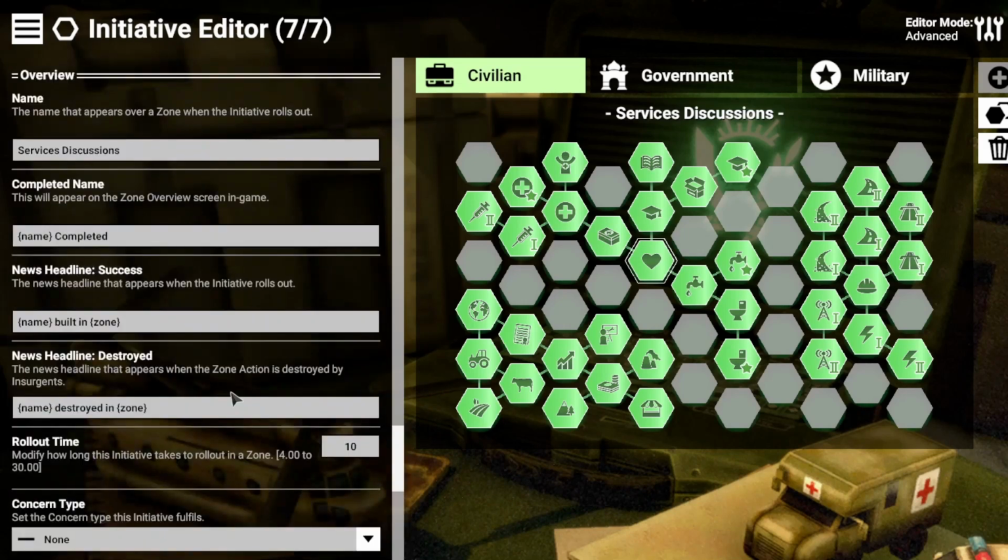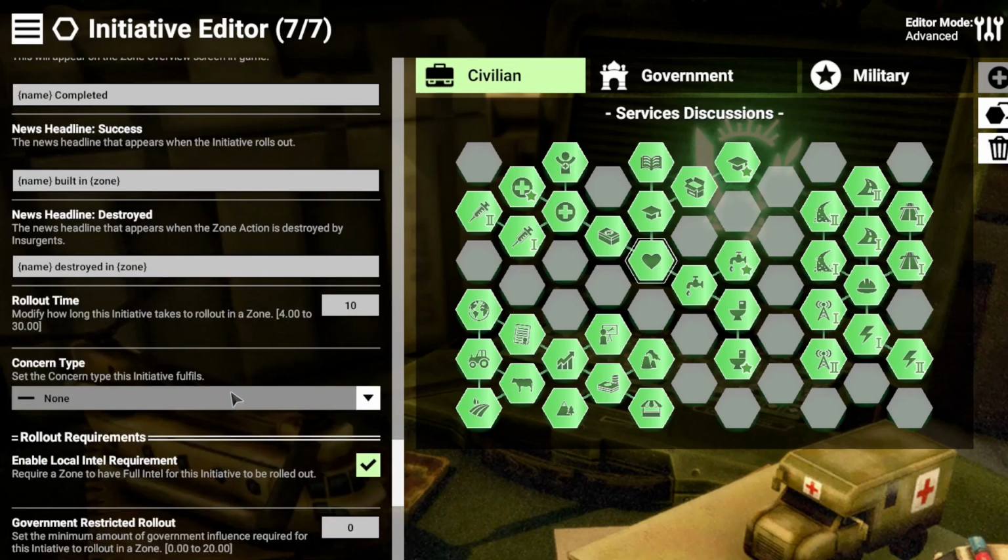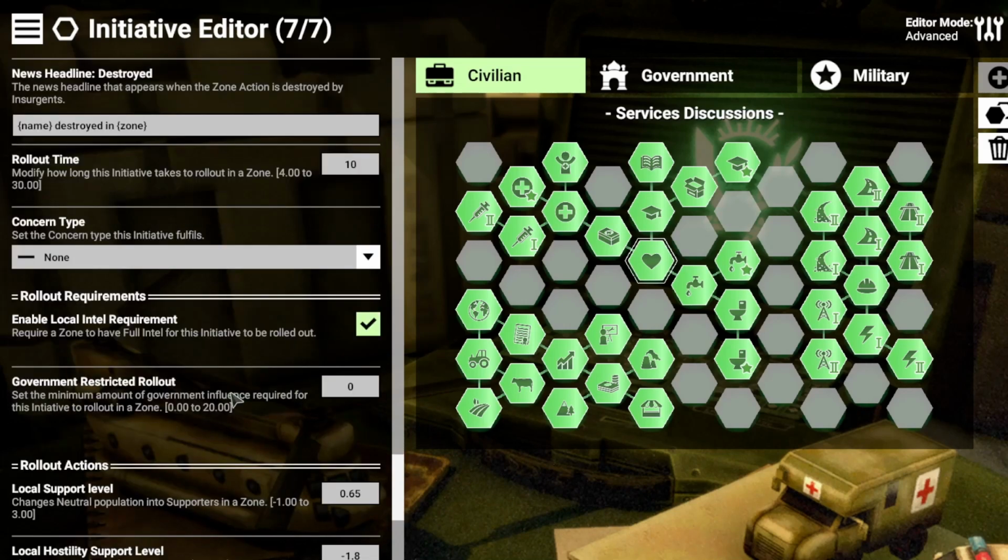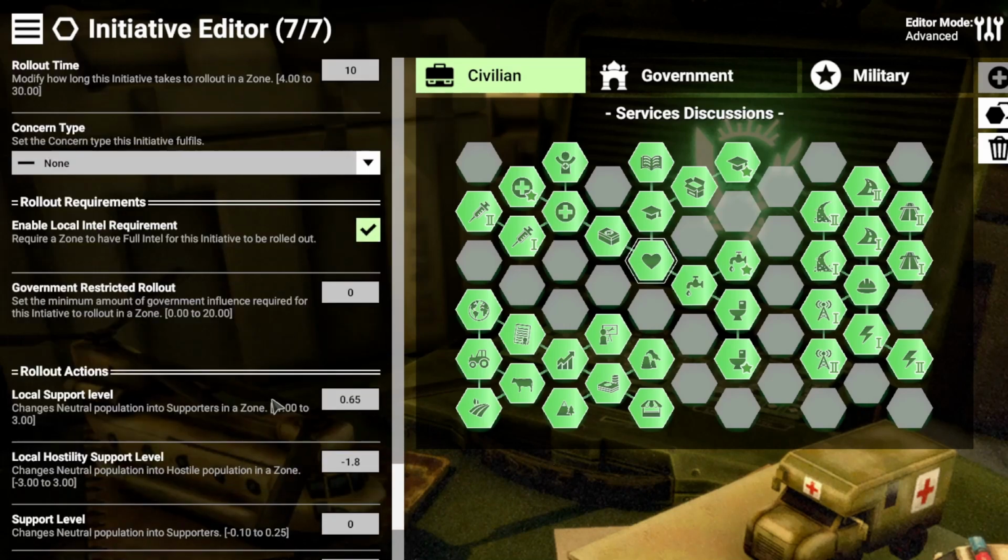Name, completed. Headline, the success. Headline, destroyed. Self-explanatory. Rollout attack. The number of turns required to roll initiatives. Fast initiatives will only require 5 to 6. Government restricted rollout. Self-explanatory. Concern type. Self-explanatory. Local support level. Modifies local support level. More effective than global support level.